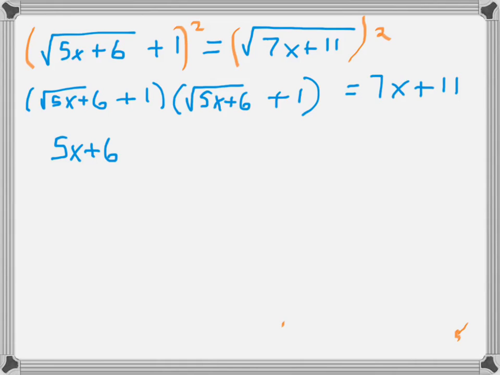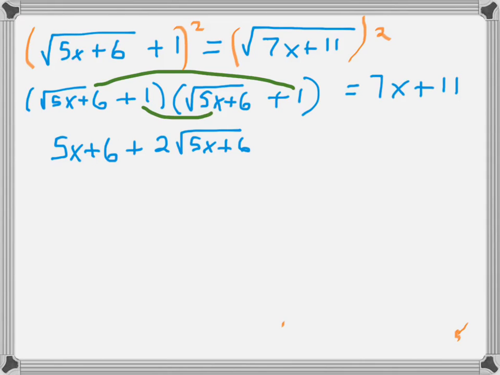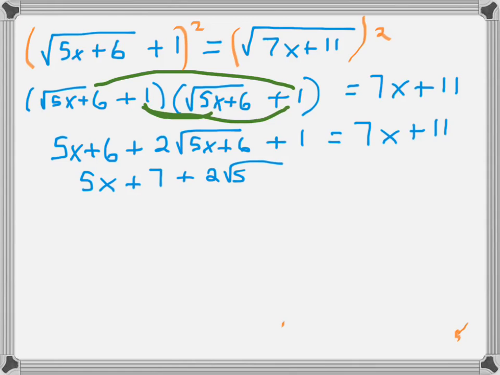And then we get the radical of 5x plus 6 times the 1, and another radical of 5x plus 6 times 1, giving us 2 square roots of 5x plus 6. And then we multiply 1 times 1, giving us 1, equals 7x plus 11. Now we combine our like terms on each side. So we're going to get 5x plus 7 plus 2 square roots of 5x plus 6.